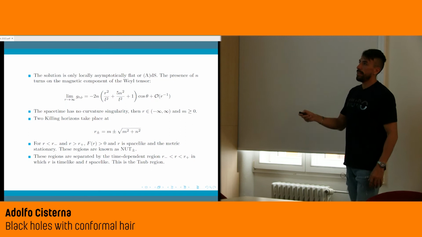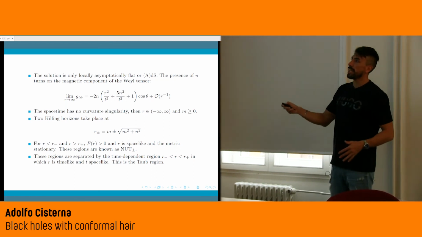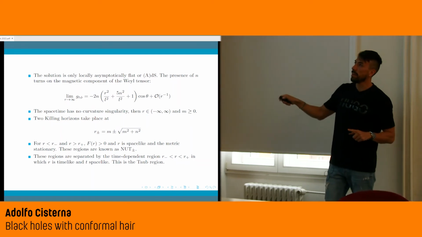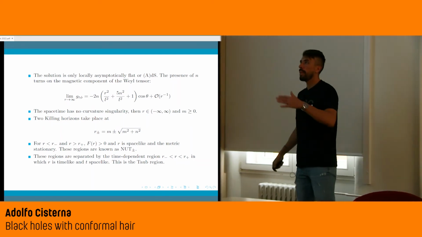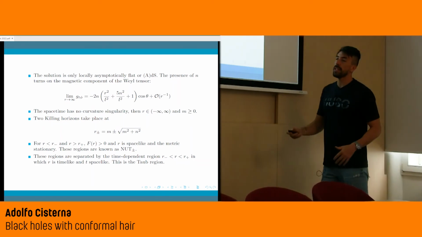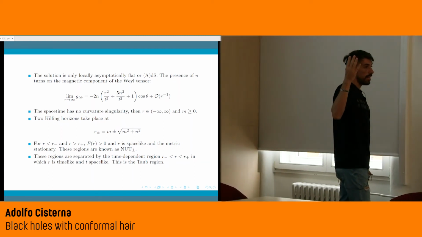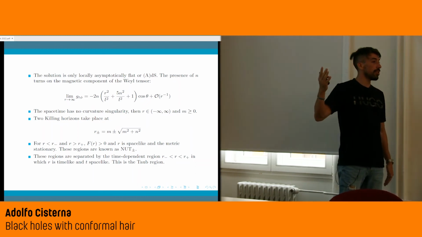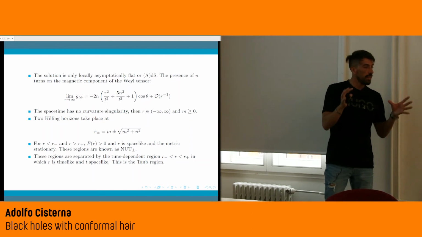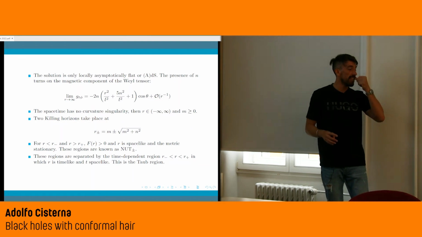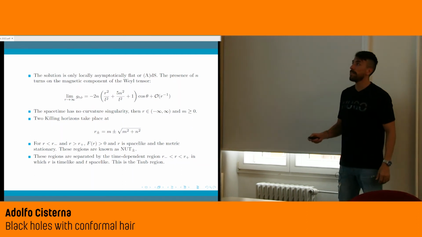Moreover, this metric implies several other properties. It's not asymptotically flat anymore, because you see that actually if you take the asymptotic limit in your radial coordinate of the g_t-phi component, this is not going to zero, like in normal asymptotically flat space-time. So there is something that somehow deviates from the behavior of the rest of the solutions of the Plebanski family.